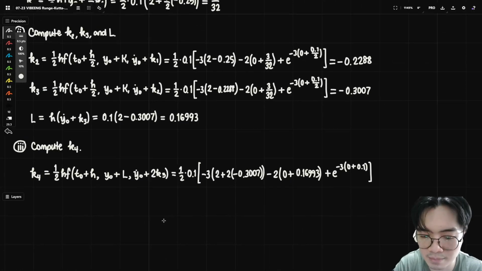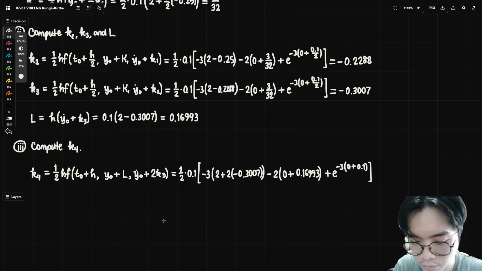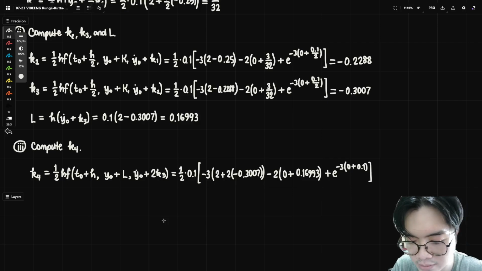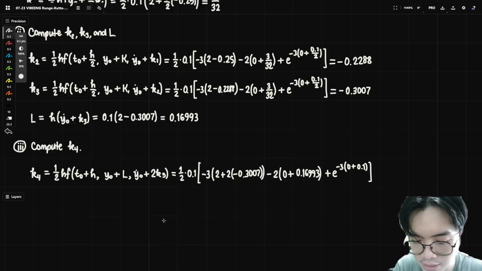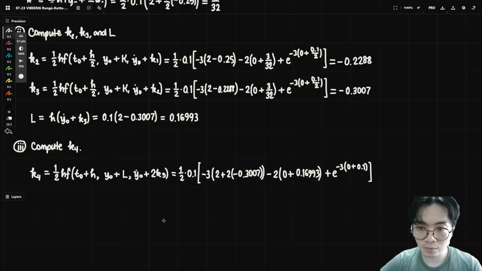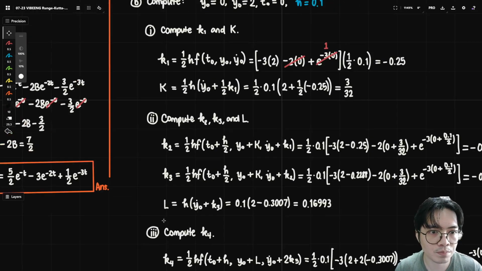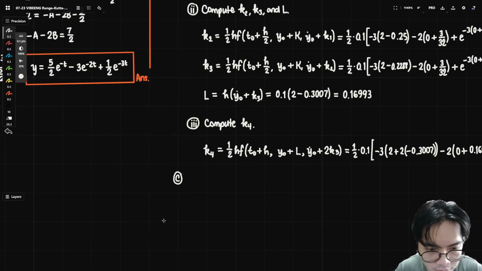Let me put this in my calculator. Negative 3 times 2 times 2 plus 0.3007, minus 2 times 0 plus 0.16993, plus E raised to negative 3 times 0.1. We will have a value of negative 0.1897. And now, we compute for our next iteration.